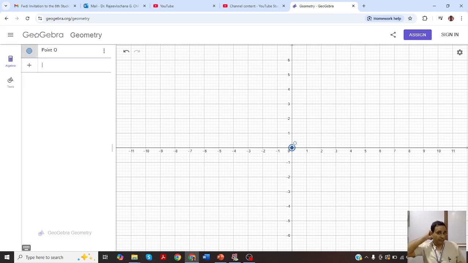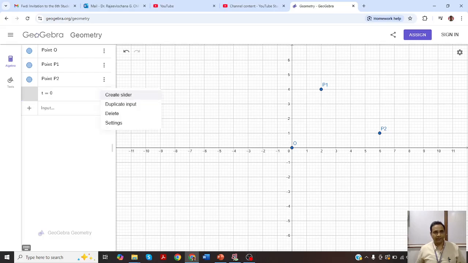Now I want to have the same situation, P1 vector, P2 vector, and a point moving down. So P1 capital is, let's say, (2, 4). P2 is equal to, let's say, (6, 1). Okay, so those two are similar to our diagram. Now I want to represent parameter t. T is equal to 0. Okay, later we'll put a slider.